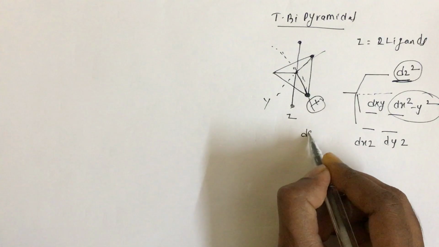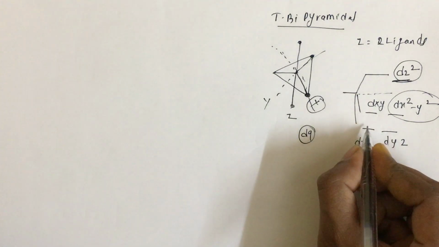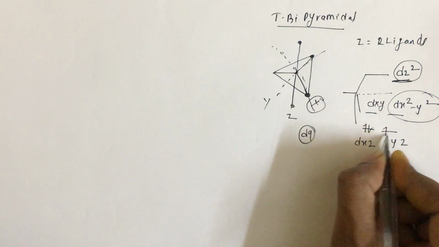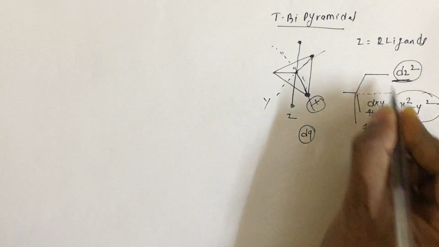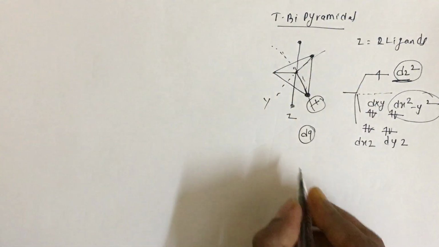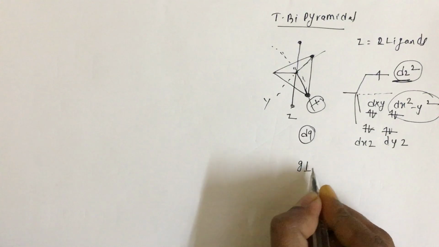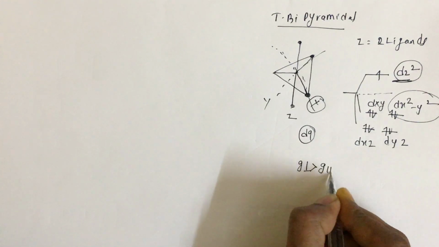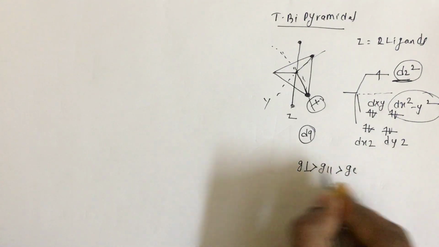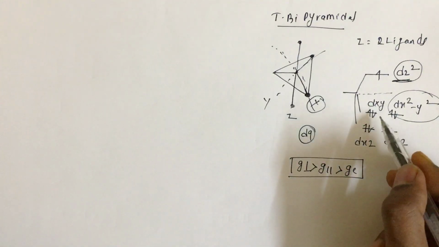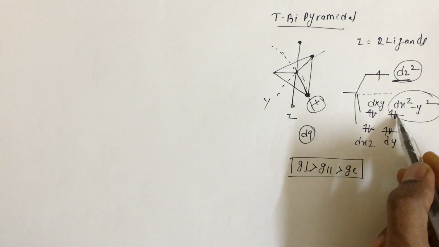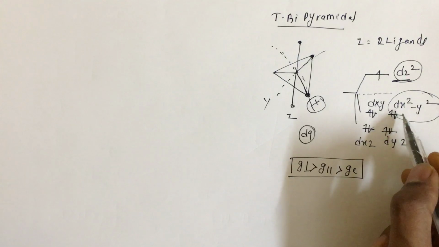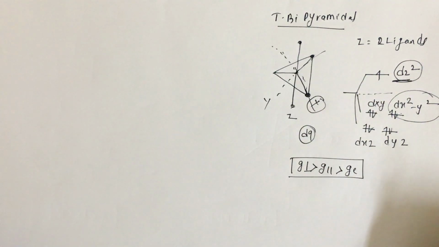Now we'll take a d9 system and we'll see 1 2 3 4 5 6 7 8 9. So for the trigonal bipyramidal system, g perpendicular is greater than g parallel and it's greater than ge, because there is more electron density along the dx square minus y square and xy axis compared to dz square.